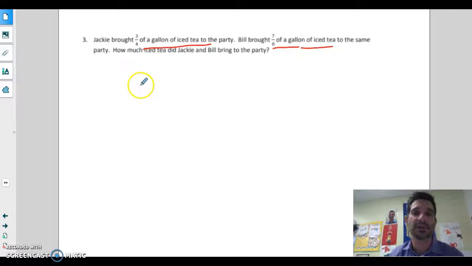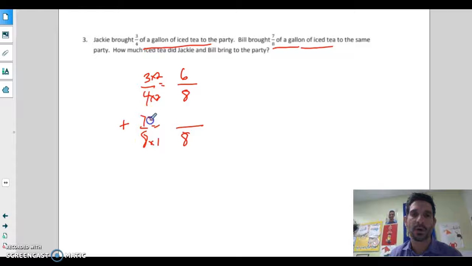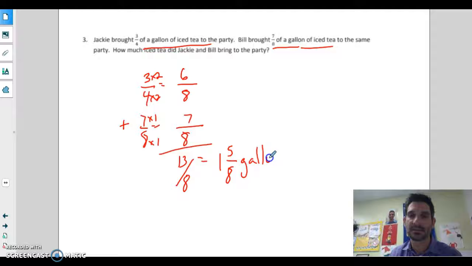So I'm basically going to add this. I'm going to add 3/4 plus 7/8. Denominator is 8, because that's my least common multiple. Times it by 2, times it by 2, that's 6, plus 7. So I get 13/8, which is equal to 1 and 5/8 gallons of iced tea.